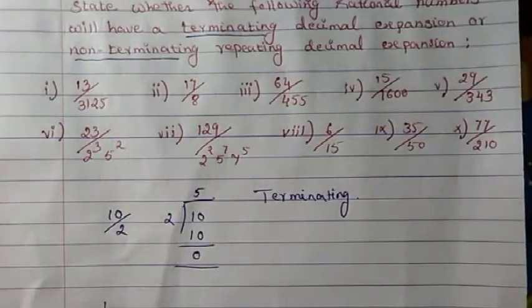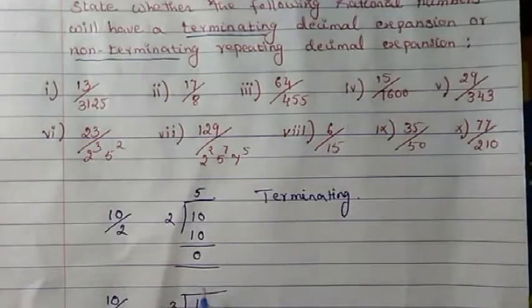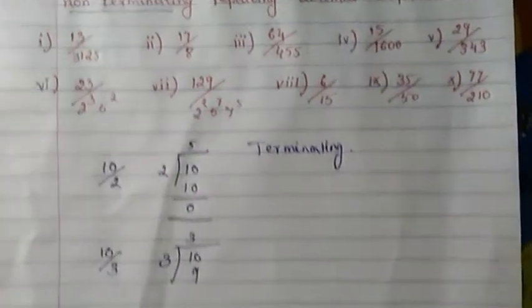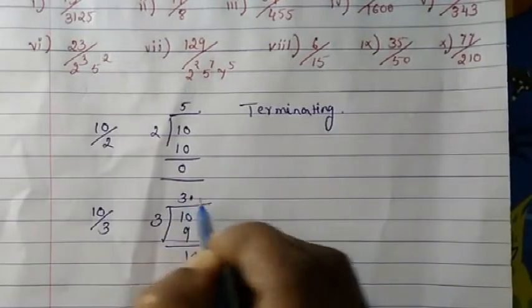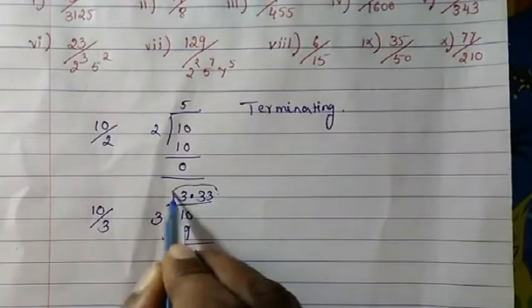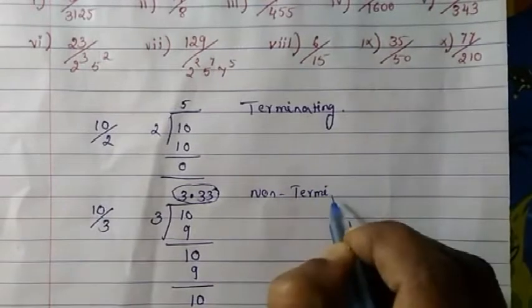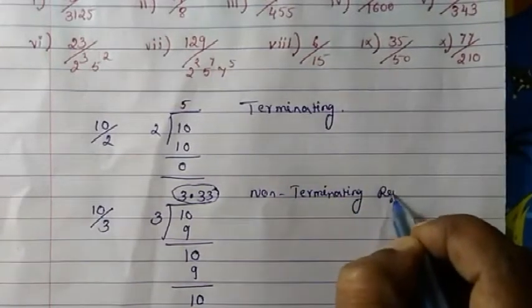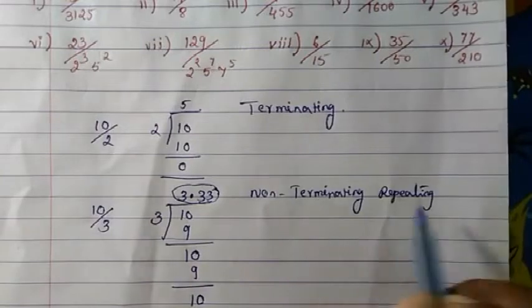Now another example, if we are dividing 10 by 3, then when you perform the long division, we'll get 3 times 3 is 9, the remainder 1, and we add 0 here and put the decimal. Again 3 times 3 is 9, again we'll get the remainder 1, then again if we add 0, then 3 times 3 is 9, then it goes on and on. So this type of decimal expansion, we call it non-terminating repeating, because the digit is being repeated.